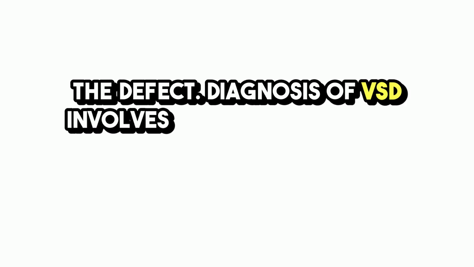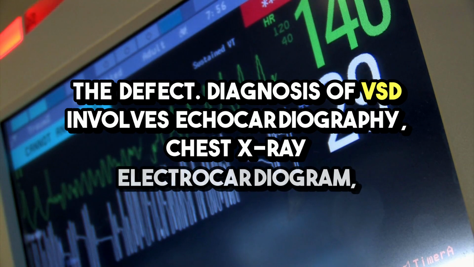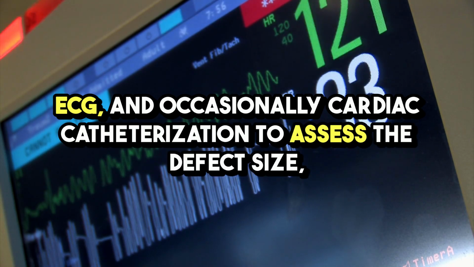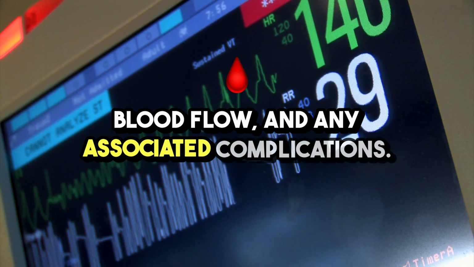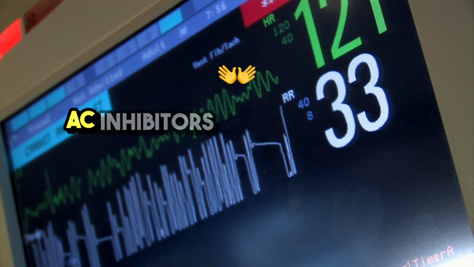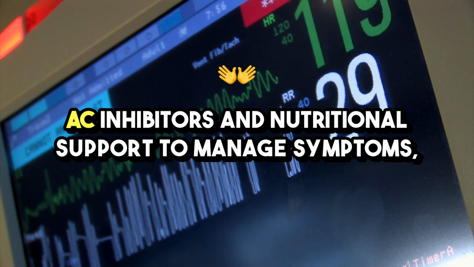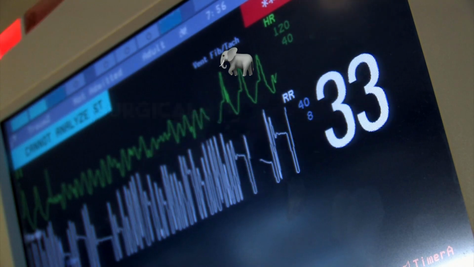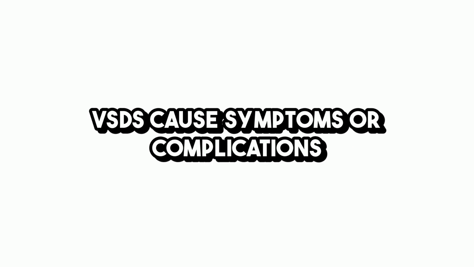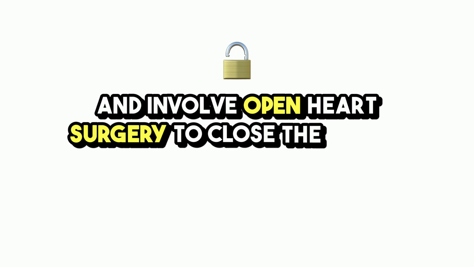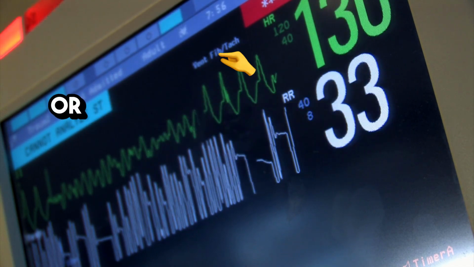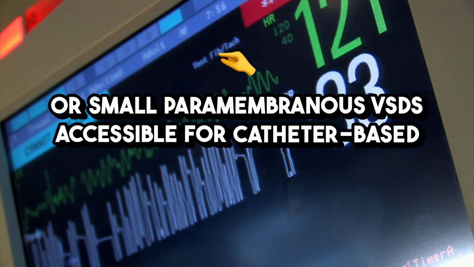Diagnosis of VSD involves echocardiography, chest X-ray, electrocardiogram, ECG, and occasionally cardiac catheterization to assess the defect size, blood flow, and any associated complications. Management of VSD includes medical management such as diuretics, ACE inhibitors, and nutritional support to manage symptoms, particularly in infants with heart failure. Surgical management is typically recommended for large VSDs causing symptoms or complications, and involves open heart surgery to close the defect with a patch. Percutaneous closure is suitable for some muscular VSDs or small paramembranous VSDs accessible for catheter-based closure.